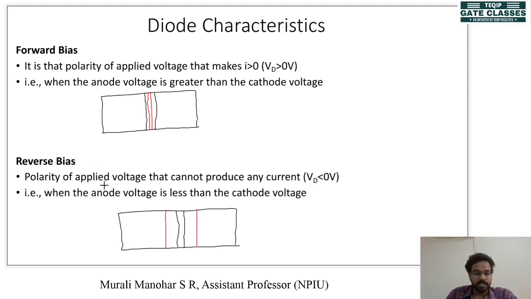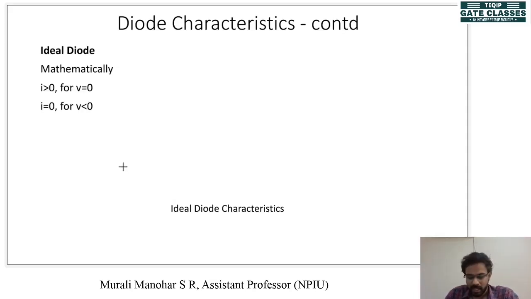So reverse bias means we are applying a polarity of voltage that cannot produce any current. We can say that anode voltage is less than cathode voltage. Now, when I said reverse bias doesn't produce any current, there is a problem. When we increase the reverse voltage to a very large value, there occurs a breakdown in the junction and that produces a current. Now we'll look into something called an ideal diode.